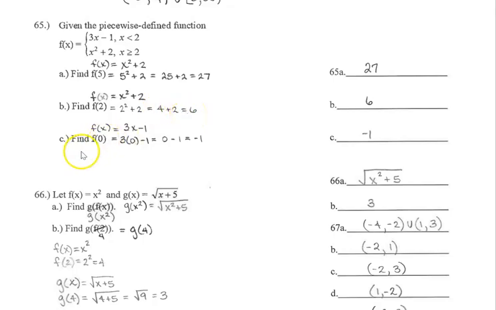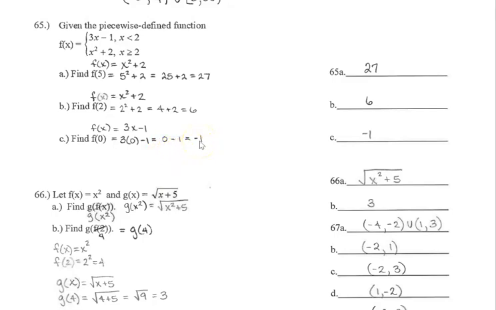All right, and then f of 0, 0 is less than 2, so that means I'm going to use the 3x minus 1 piece. And so 3x minus 1, if I put 0 in for that x, then I'll get -1.